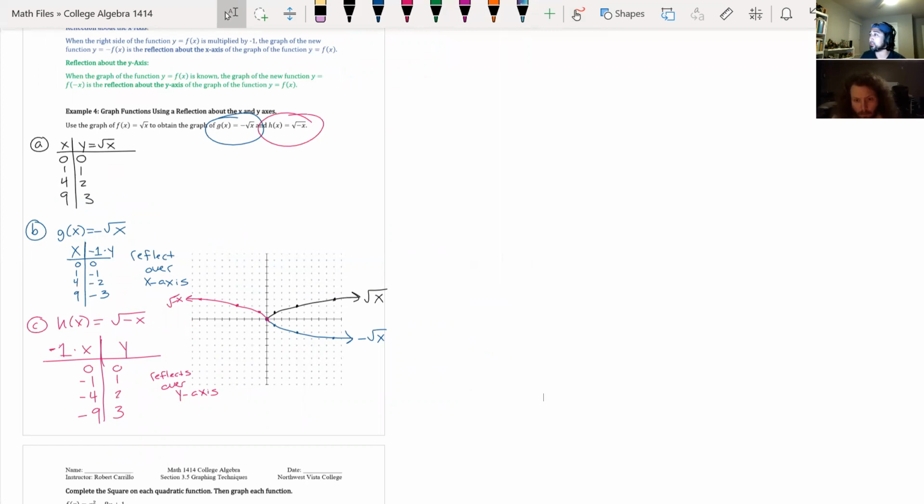Maybe you're the ones who the teacher taught, just put your finger on the graph and move your finger up. And there you go. There's your transformation.